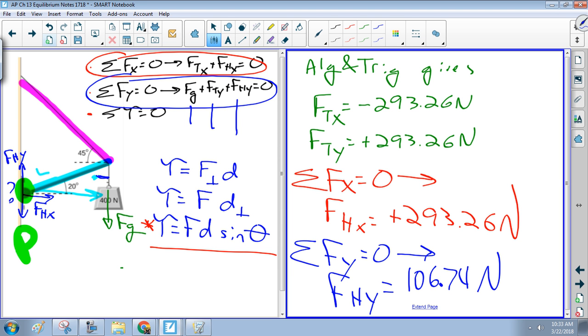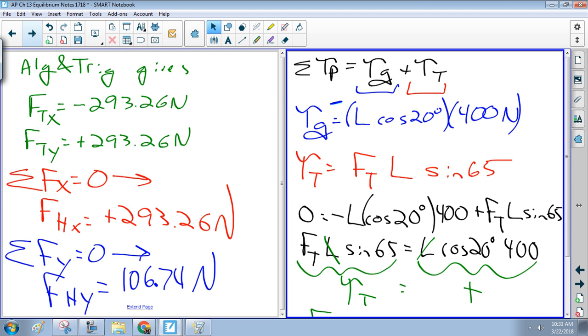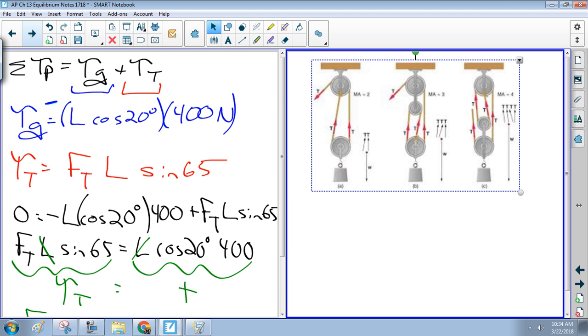All right. So there's another example like this in the packet. It's solved very similarly. I'm not going to go through it because we're tight on time, and I want to make sure we get to a pulley problem.